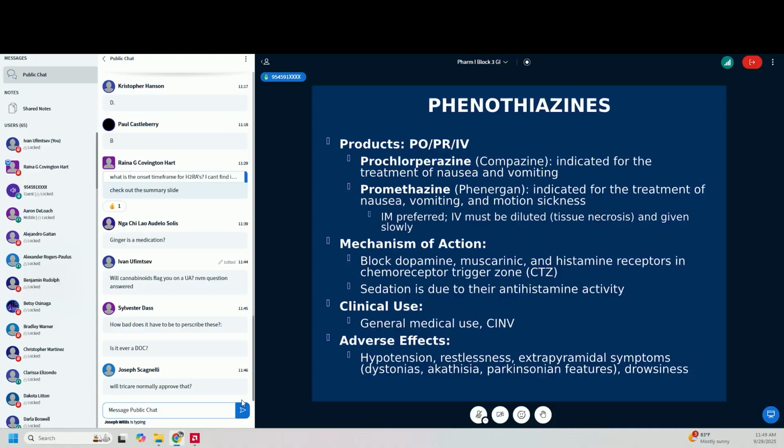Looking at our phenothiazines, when we're looking at these, we have oral, we have rectal, okay? And I have IV. If I'm vomiting, oral may not be a great option for me. So having that rectal option comes into play here.